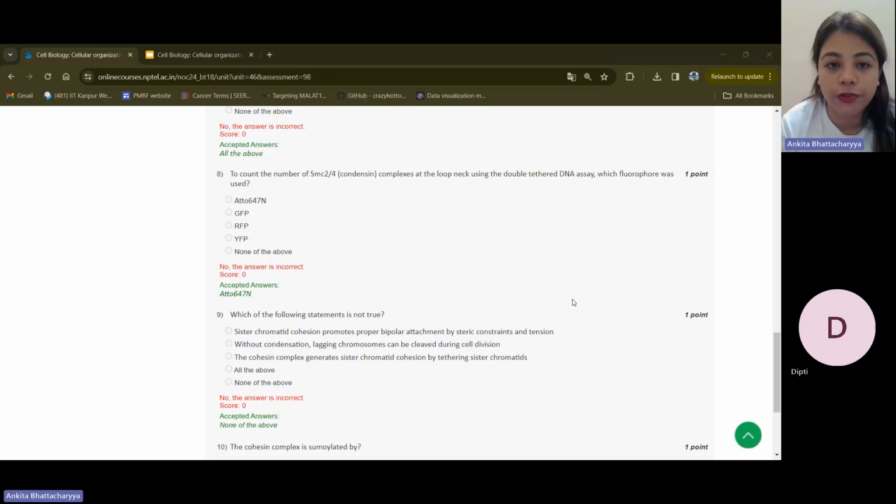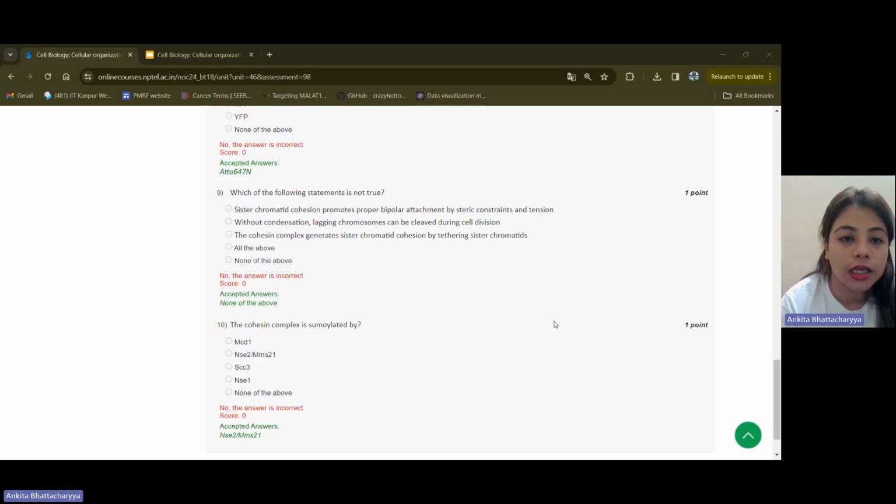The remaining fluorophores that you see here are very commonly used for any and every assay, for immunofluorescence assays in particular, just for labeling any particular protein within a cell. You can tag it with these fluorophores, which are GFP, RFP, and YFP, simply known as green, red, and yellow fluorescent proteins. They're extensively used in biological research for labeling or tracking the motion or localization of a particular protein within the cellular compartments. So in this particular case, the fluorophore that was used was Atto 647N, and that would be the correct option.